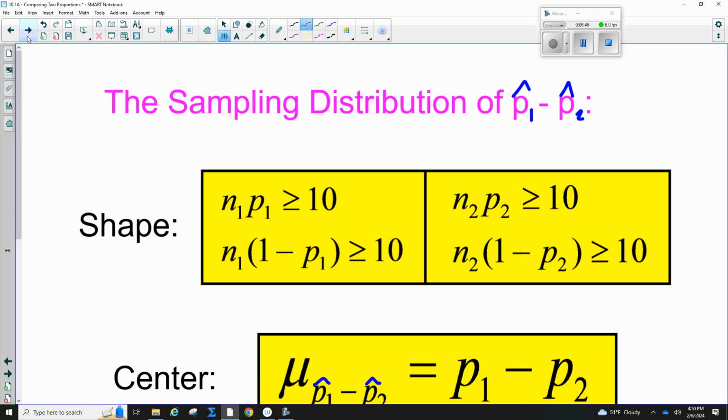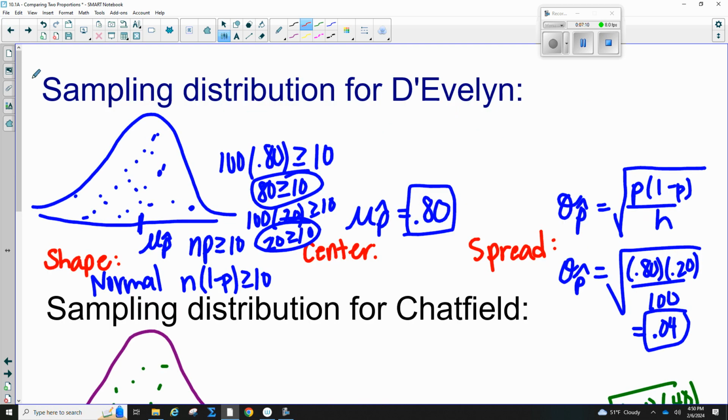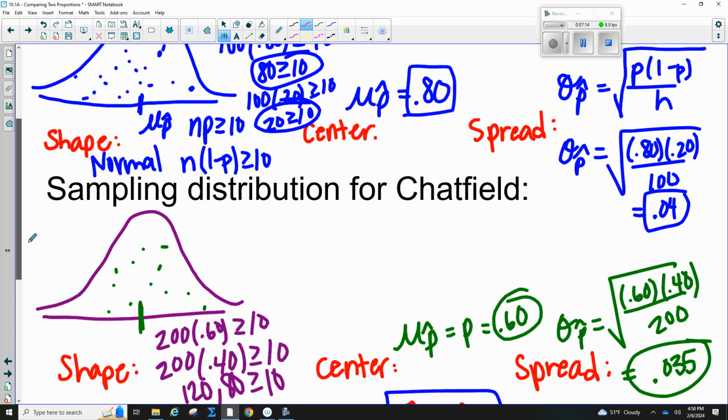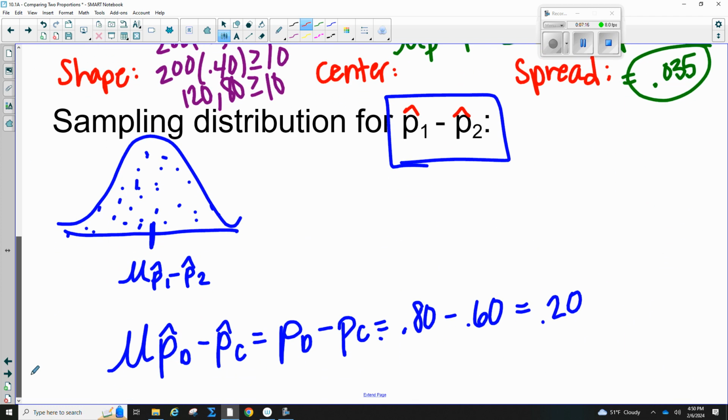So let's write this down, okay? So for the sampling distribution for the difference of p hats, again, over and over and over again, subtracting those two proportions when you take a sample, all right? We need to check both np greater than or equal to 10 for Devlin and n times 1 minus p greater than or equal to 10 for Devlin. Then do the same thing for Chatfield, which we just did. All right, so we checked 80 and 20, and down here we got 120 and 80. So we would check all of those numbers.